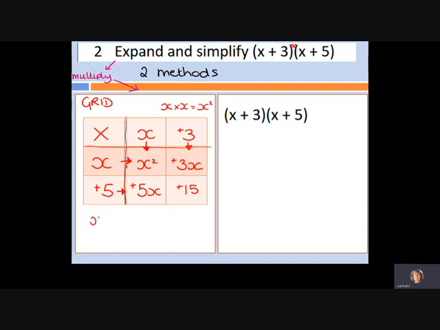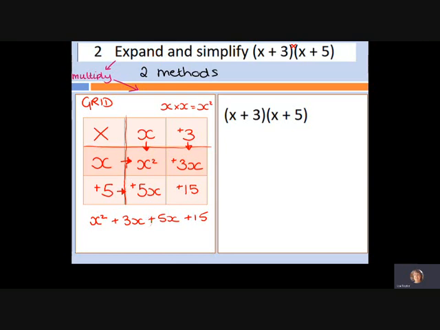So we put the powers at the front, and then we'll list the x's, and then we'll list the number that's on its own at the end. That's your standard way of writing algebra out. However, we have expanded, but we haven't yet simplified. So that would get you 1 mark in an exam.